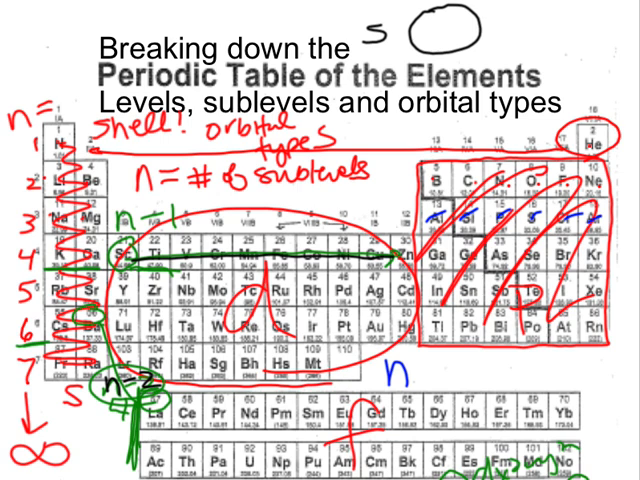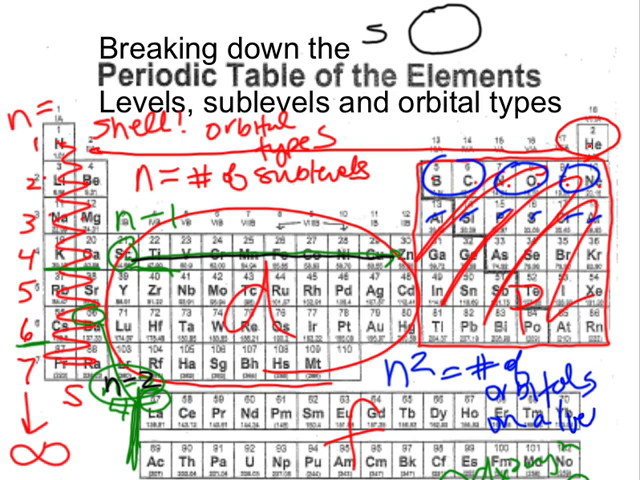On level 2 there are 4 orbitals, 3 p's and an s, right? On level 3 there's an s, 3 p's, and 5 d's. So n squared is equal to the number of orbitals on a level.